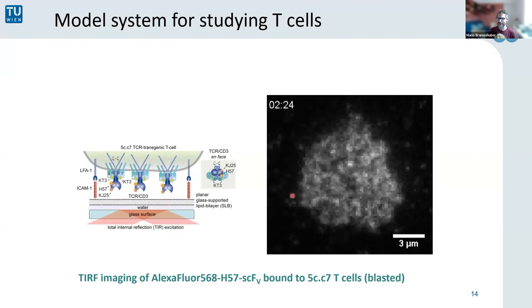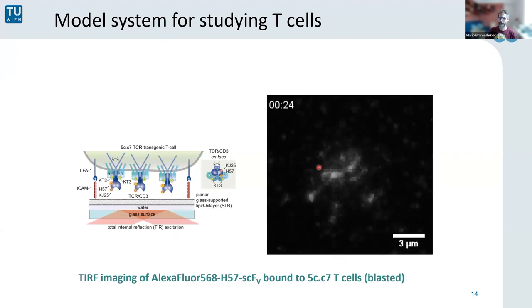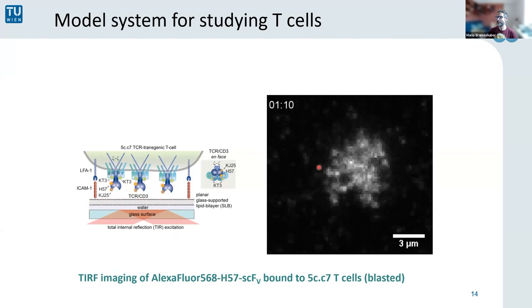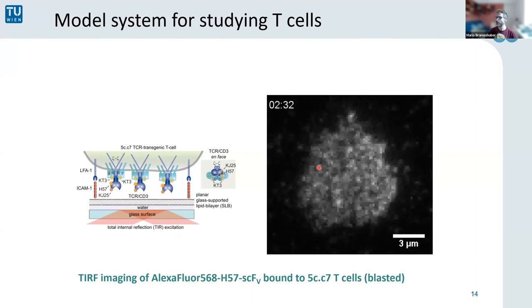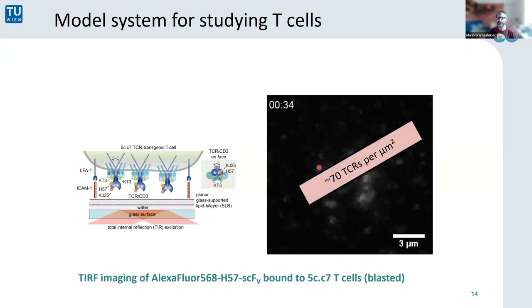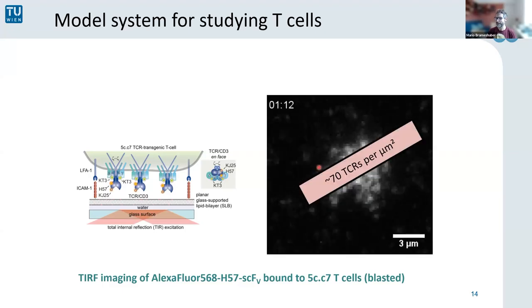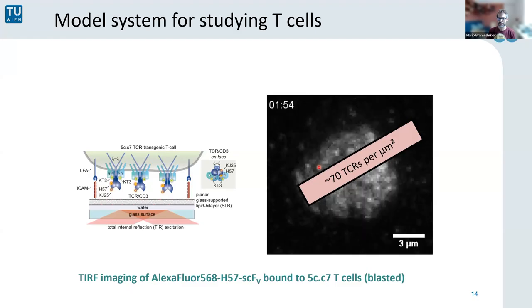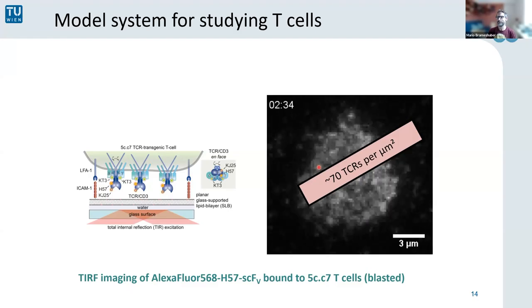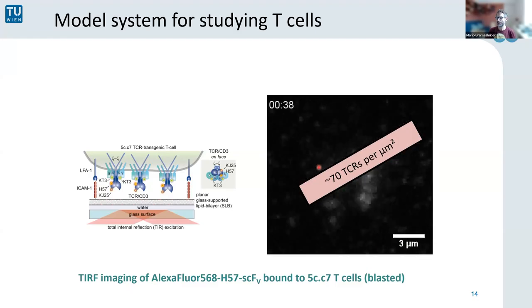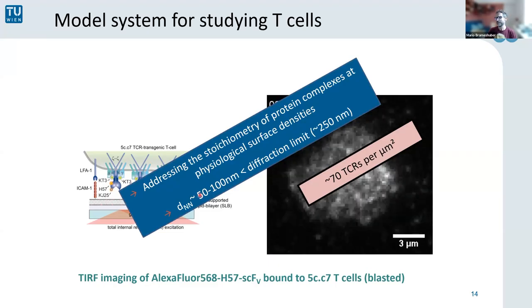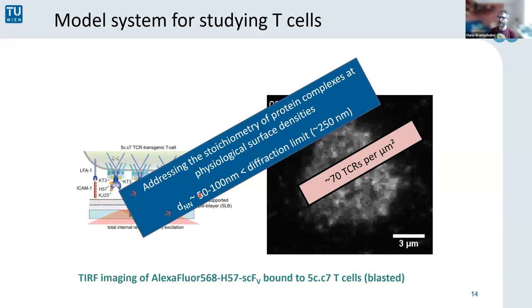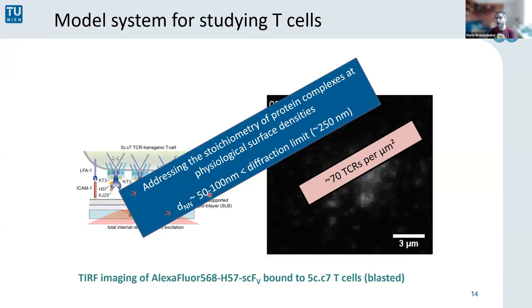You see some inhomogeneities in the signal, but basically there's a bright signal all over the cell membrane. If you do a little bit deeper analysis, you immediately find out that the density of the T-cell receptor is around 70 T-cell receptors per square micrometer. With simple calculations, 70 TCRs per square micrometer gives you a next neighbor distance of 50 to 100 nanometers, which is of course much smaller than the diffraction limit of our microscope.